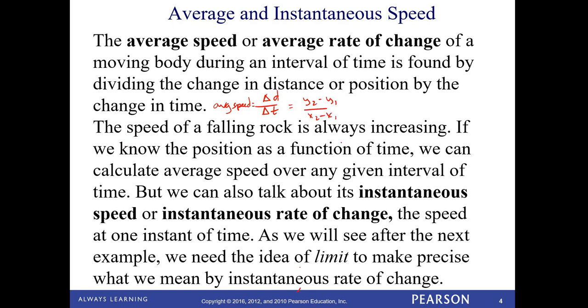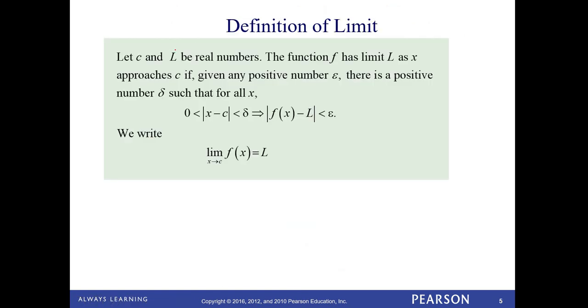The speed of a falling rock is always increasing. If we know the position as a function of time, we can calculate the average speed over any given interval. But we also can talk about instantaneous speed or instantaneous rate of change. We can do this over the next example as we use the idea of a limit to make precise calculations for rate of change. All right, so a limit.